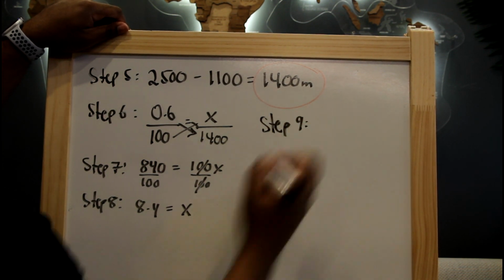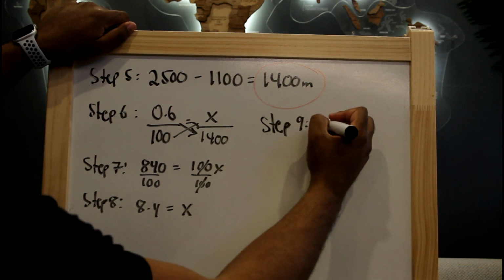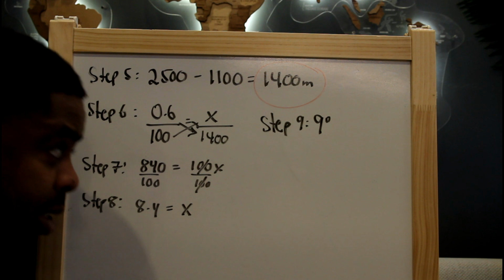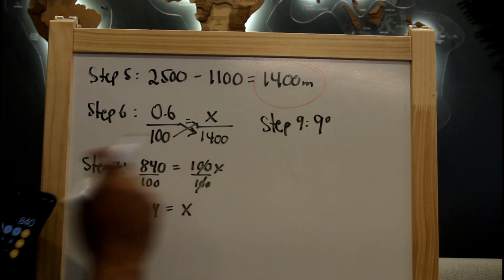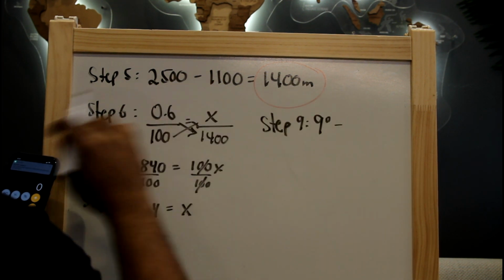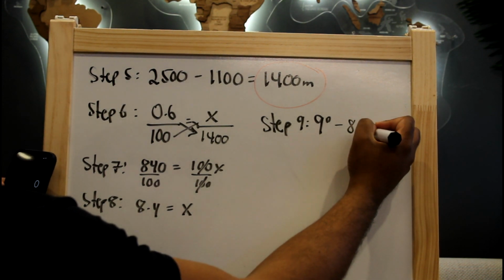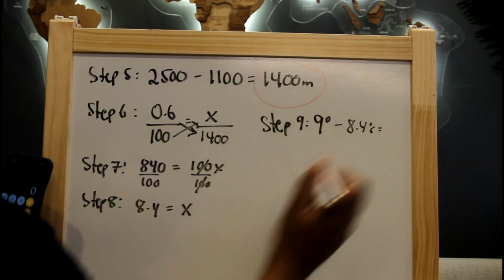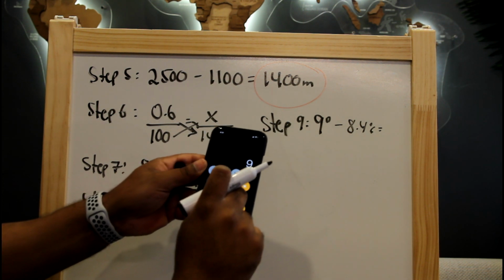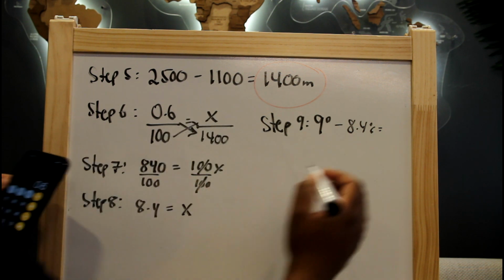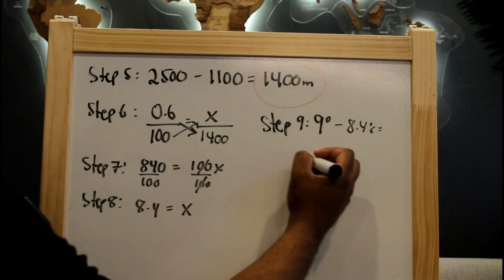Now our final step, step number 9. What we're going to do is take our condensation point temperature, which was 9 degrees Celsius, and subtract 8.4 degrees from it, and it's going to give us 0.6.